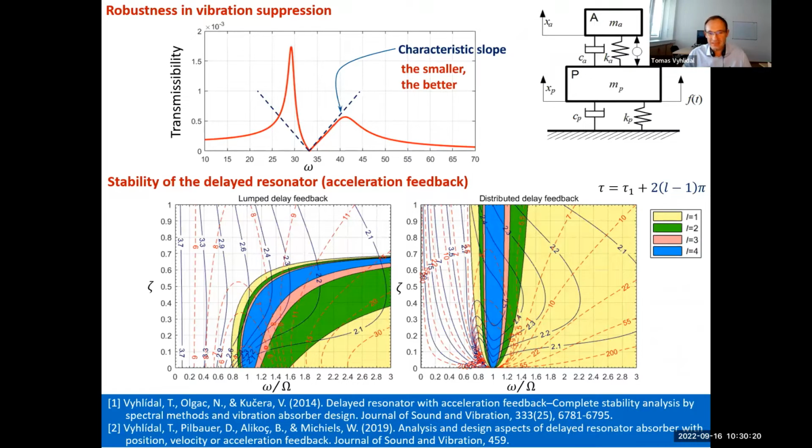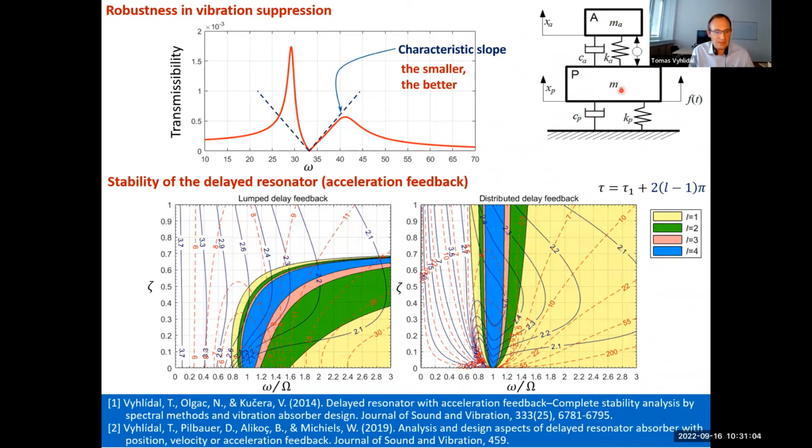And we can meet another problem in delayed resonator applications. As you may have seen, the design of the delayed resonator is independent of the platform dynamics. So we don't need to have the parameters of the platform. This is also one of the advantages: we only tune the active absorber to the given frequency, and then we can mount it on the vibrating platform, and it should work, provided that the overall system is stable.